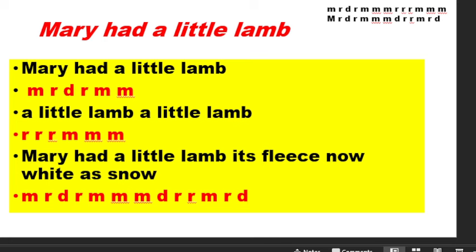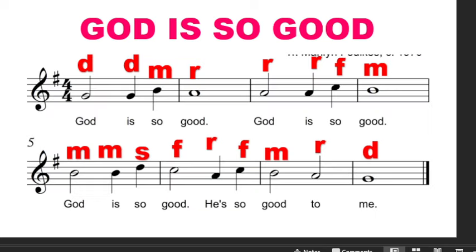We'll give an example of a familiar melody, Mary Had a Little Lamb. I will just sing it using the solfa syllables. Mi re do re mi mi mi re re re mi mi mi mi re do re mi mi mi do re re mi re do. That's singing the familiar tune using the solfa syllables.